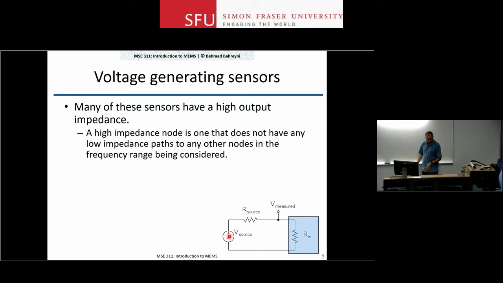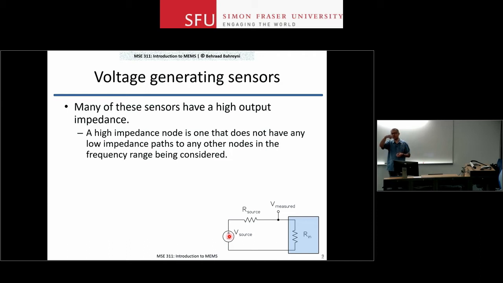In a circuit, we call a node a high impedance node if, let's say, you put some charge there, or if you have some current coming into this node, there are no low impedance paths for that charge to dissipate, to go away, right?